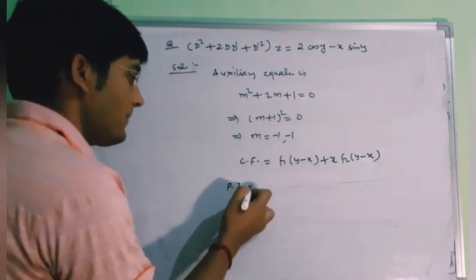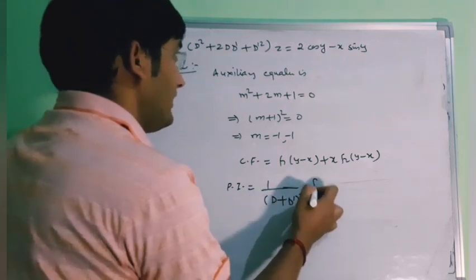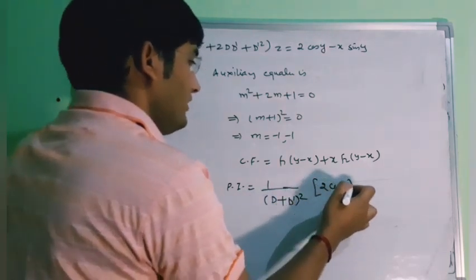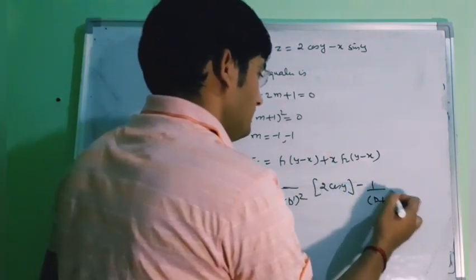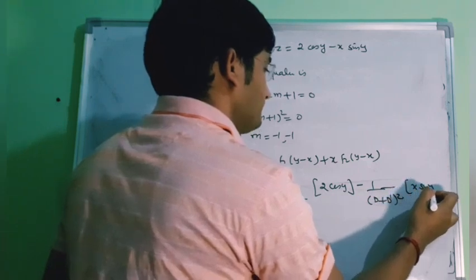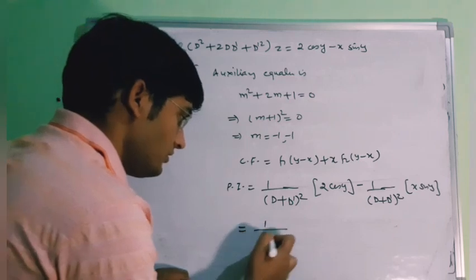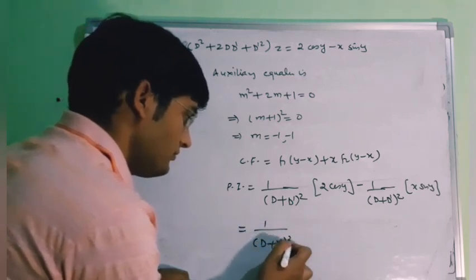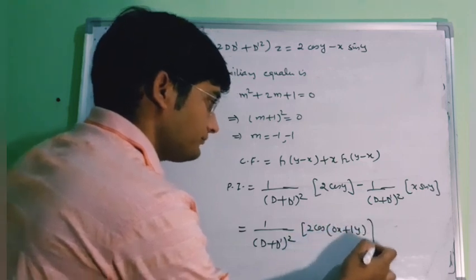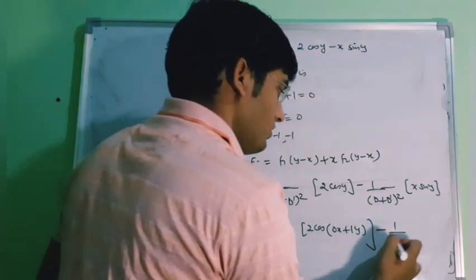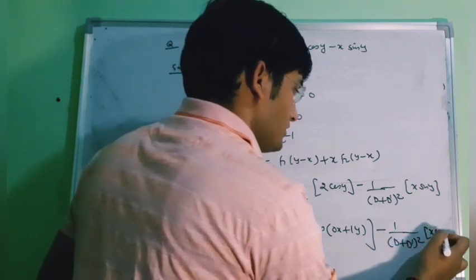Now PI will be 1 upon D plus D dash whole square, and in the bracket we will have 2 cos y minus x sin y. We can break it into parts. For the second part we will have x sin y. Now the first term can be written as cos of 0x plus 1y, and for the second term we will use the general rule of integration.